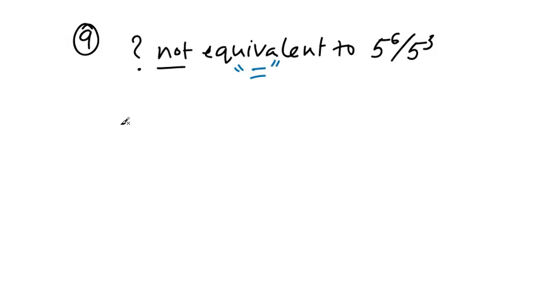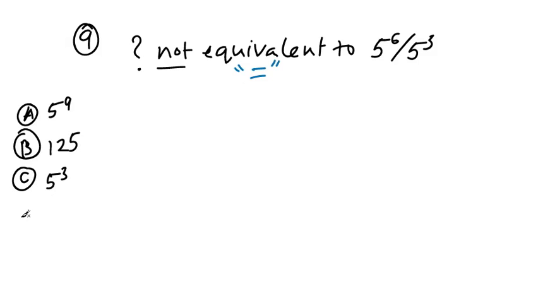Now we've got a bunch of answers underneath. We've got A is 5 to the 9th, B is 125, so no exponent with B, C is 5 to the third, and D is 5 times 5 times 5.